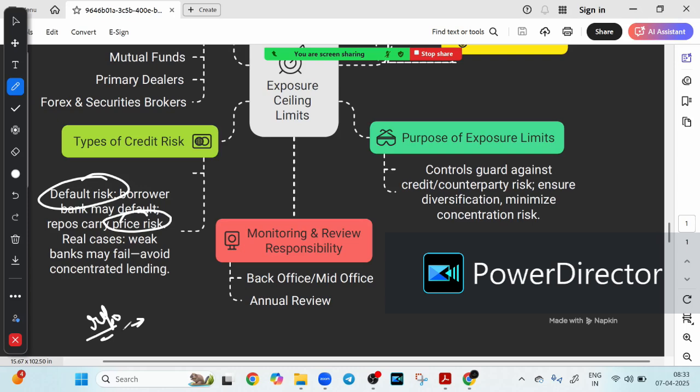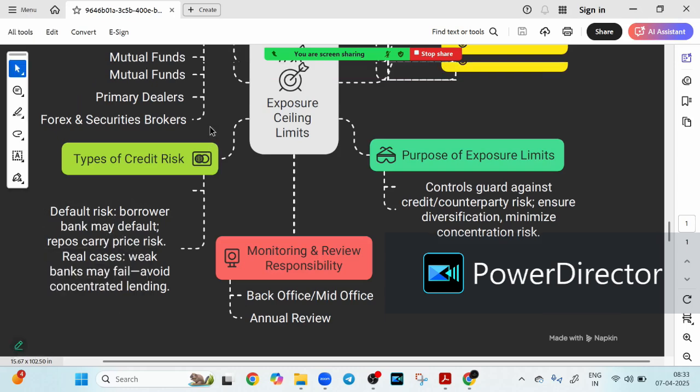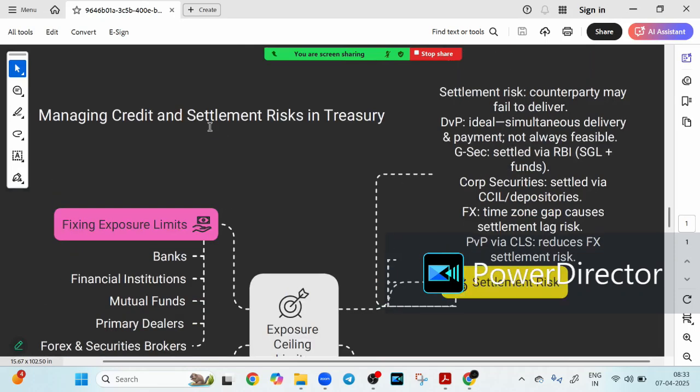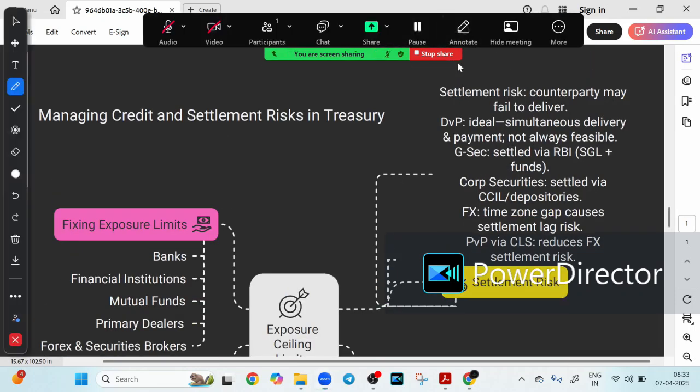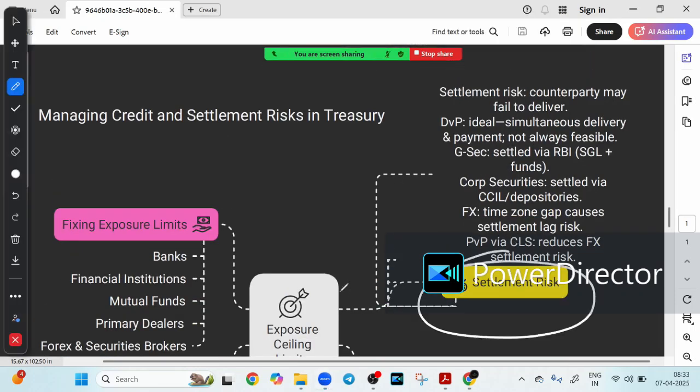Then comes the settlement risk. Yes, settlement risk is also a very, very important part. Let me show you where it is written. Here you can see on the right side. This is what we are talking about, settlement risk. Even if a party does not default, the deal might still go wrong due to delayed delivery or payment. This is called settlement risk.